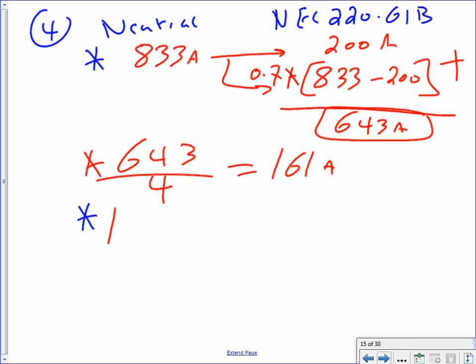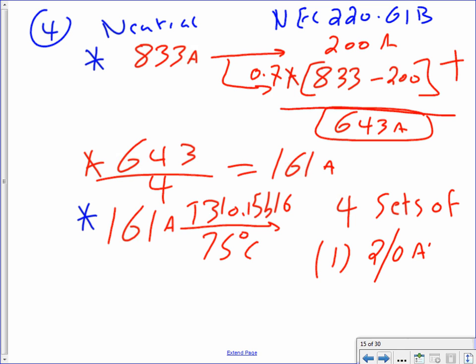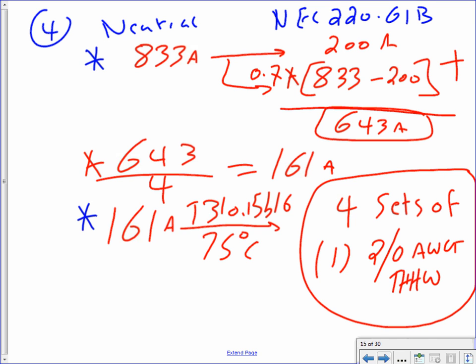And then you take the 161 amp, take it to Table 310.15(B)(16) under the 75-degree Celsius column. And that will get you 4 sets of 1 conductor. Each one of them is 2 AWG THHW. 4 sets.